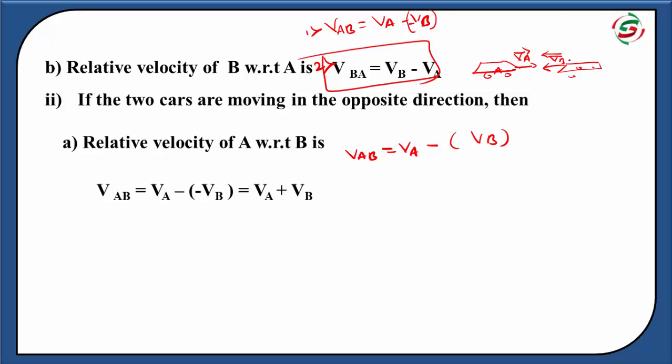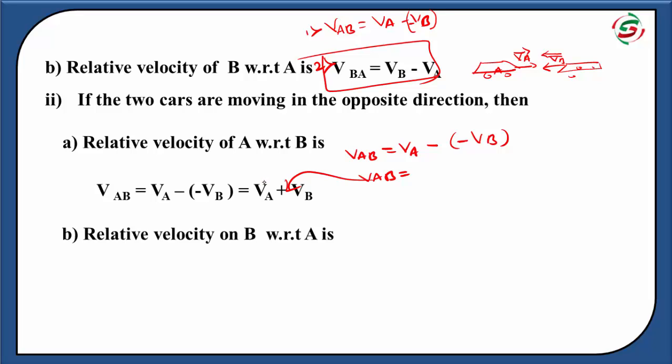When car B moves opposite to the direction of car A, here this is minus VB, minus into minus, you get this equation: VAB is equal to VA plus VB, the relative velocity of car A with respect to B. Or the relative velocity of car B with respect to A, VBA is equal to VB minus VA, which is equal to VB plus VA. These are the equations of relative velocity.